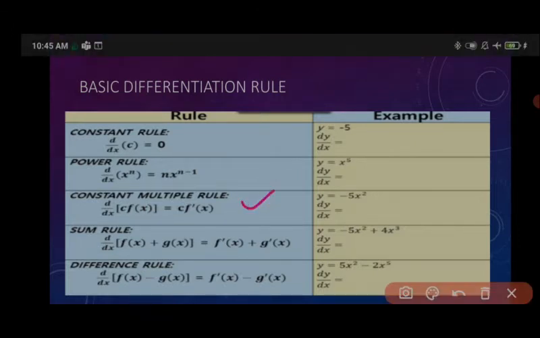If any function is multiplied by a constant, its differentiation will also be multiplied by that constant. Sum rule: if two functions are added and their differentiation is required, we differentiate them separately first and then add them. Next is the difference rule. Same as the sum rule, but we subtract. Examples are also given accordingly.